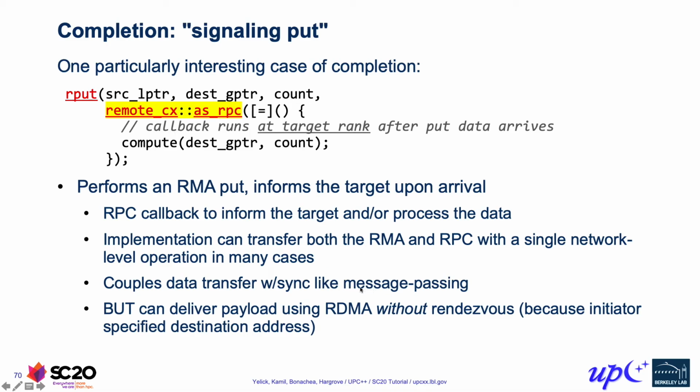And so we get something that gives us an abstraction like message passing, but without many of the overheads. In particular, all the metadata is provided by the initiator, and the receiver doesn't need to know anything. The only thing that the receiver needs is to be attentive, meaning that they are invoking progress either implicitly or explicitly, so that this callback eventually runs at the destination. So you can imagine taking our Jacobi example and moving the edge computation into an RPC callback as opposed to doing a wait and then doing it locally.